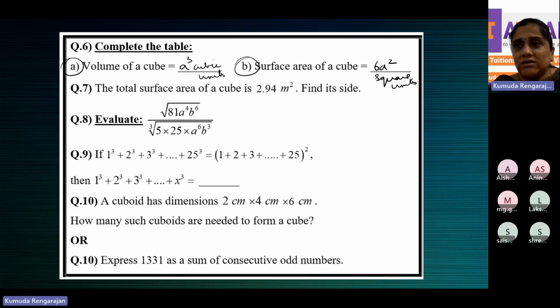That is why 6A square. Because the cube has 6 surfaces. A cube has 6 square surfaces. The area of a square is A square. So 6 squares will be 6A square.